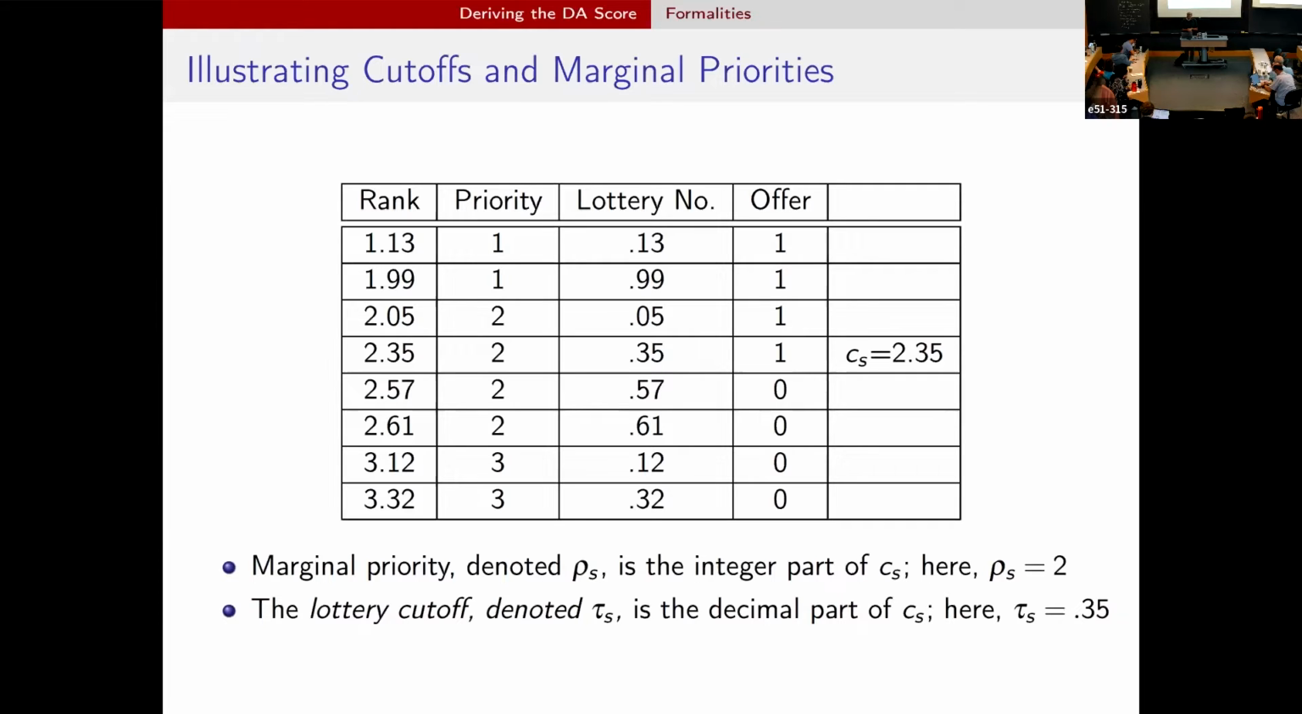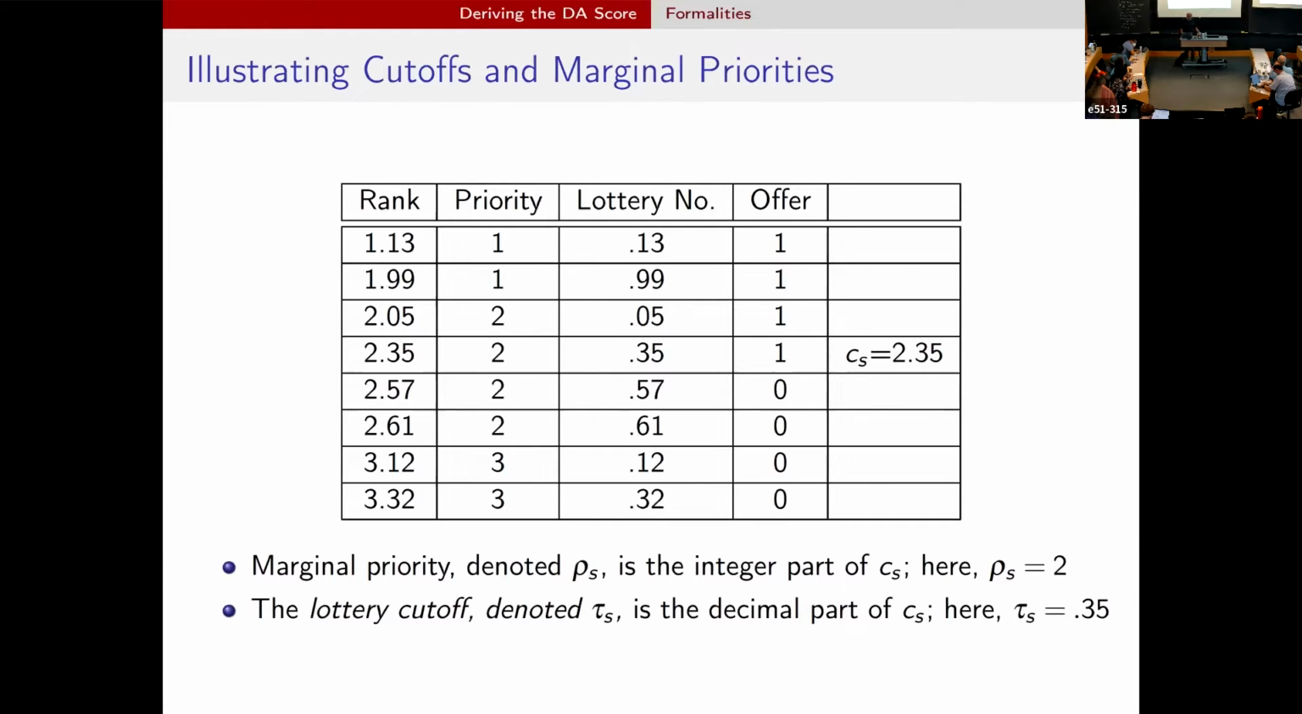The first kid here has a priority of 1. Remember, that's the integer. The lottery numbers we've scaled to be between 0 and 1. So their lottery number is 0.13. So their rank is just 1 plus 0.13 or 1.13. And that kid gets an offer. Okay, we continue with the sort, right? The next kid is 199, and then we go to the second priority group.